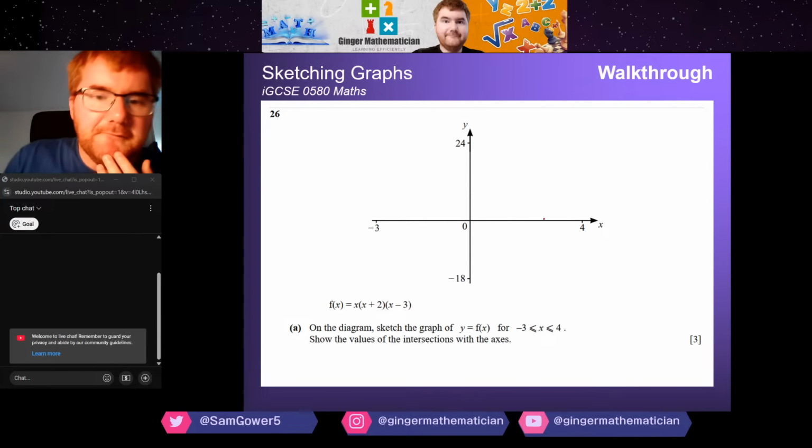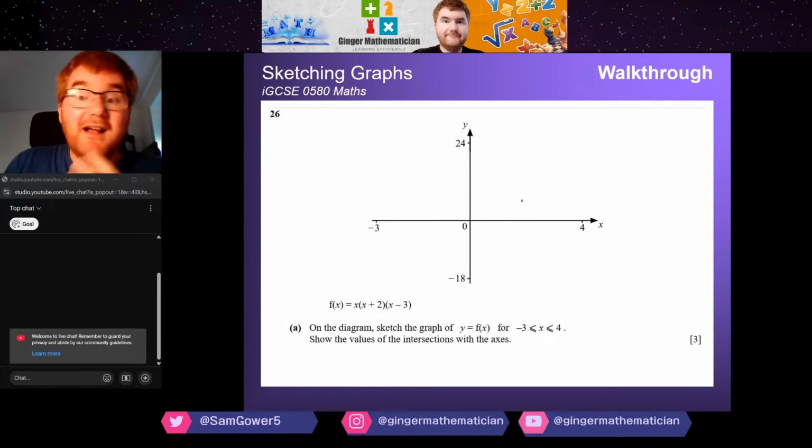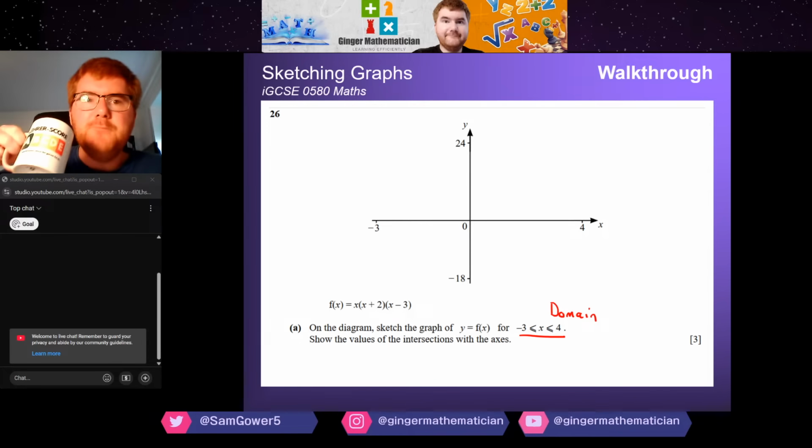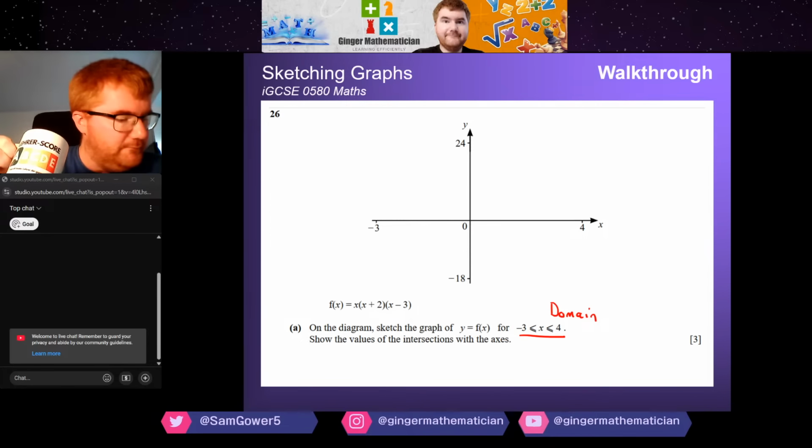Okay, so to finish this video today, we're going to do part 26a using what I've literally just said here. So on the diagram, sketch the graph of y equals f of x between our domain. So notice this word we should be more familiar with now. So what x is allowed to be. Now it's given, obviously, on our diagram, we're going between -3 and 4. So can anyone tell me what the first stage is? It's a 3-mark question. Probably takes you 4 minutes in the exam. What should I do so far?